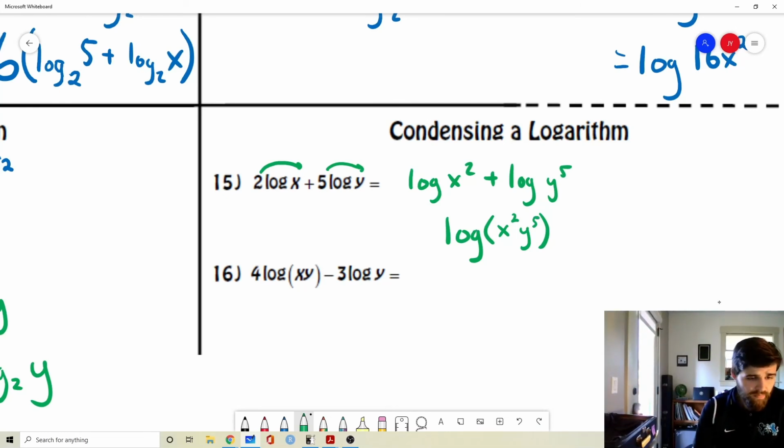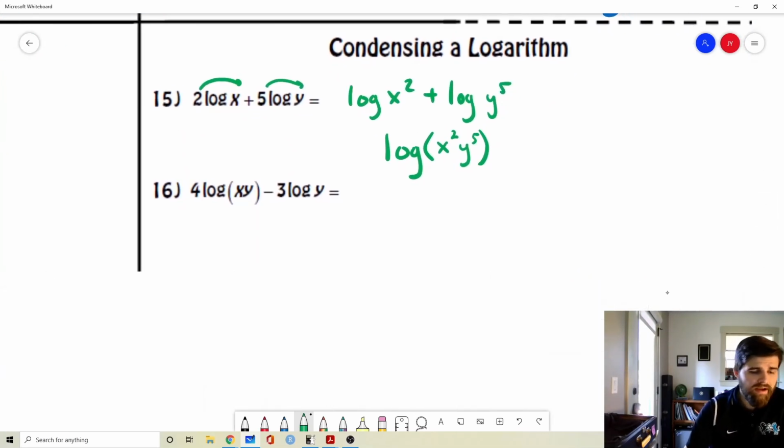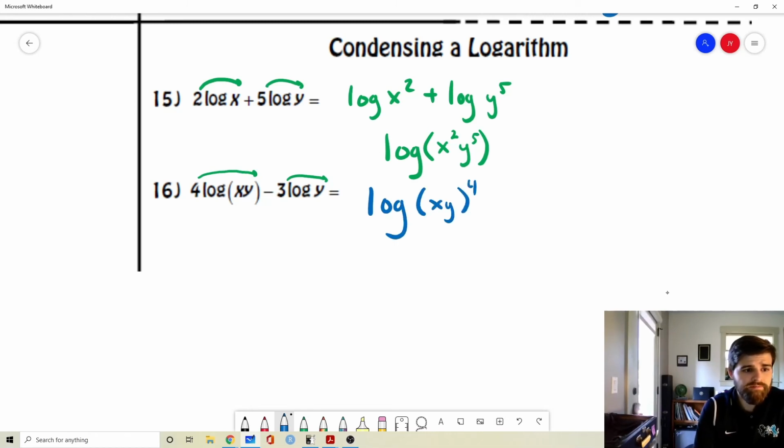Okay, and the last one here, got a lot going on. So the first thing I notice, again, I've got these numbers out front, so I want to go get those inside the log to start. I'm going to switch colors here again. So log of x y to the 4th power minus log of y to the 3rd power.